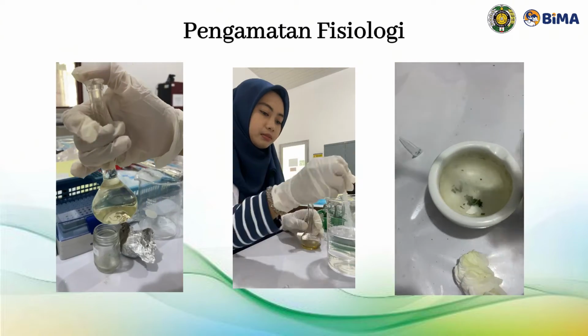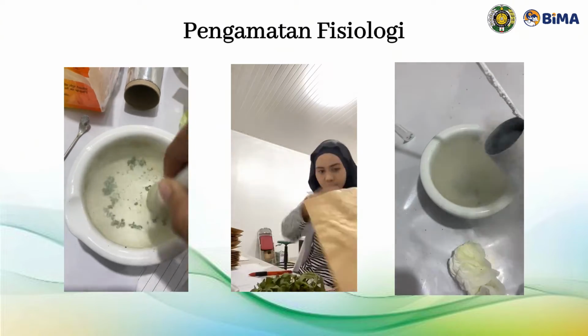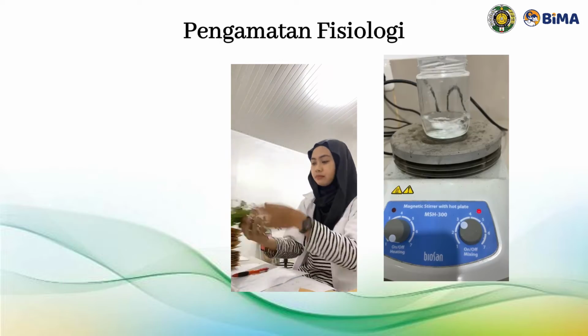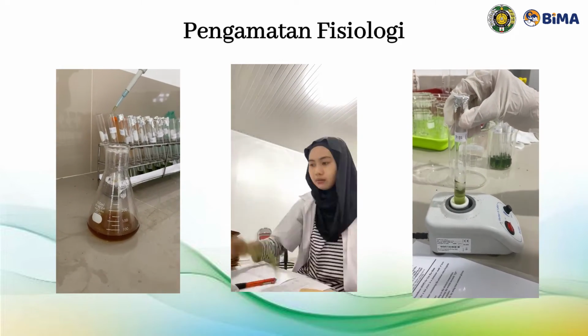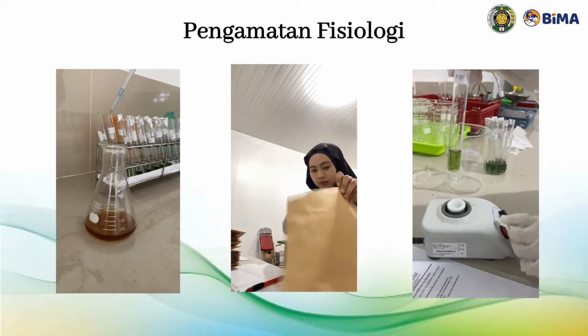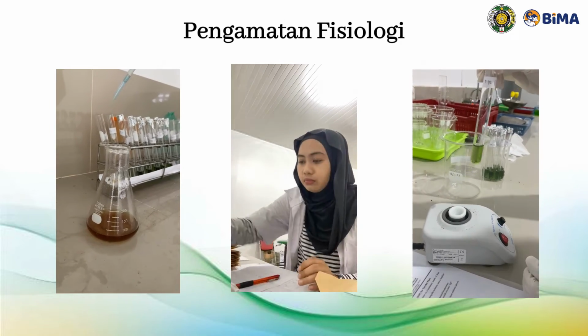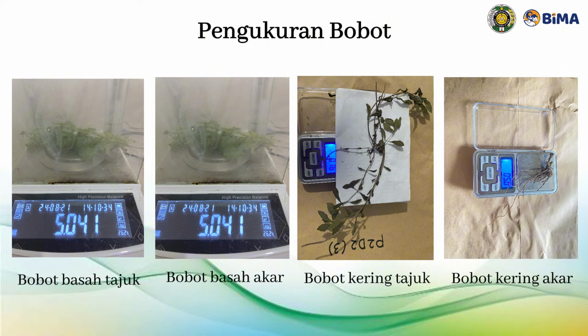Chlorophyll measurements use wavelengths of 645 and 665 nanometers, while carotenoids use a wavelength of 470 nanometers, using a spectrophotometer and Zenlight 2012 software. Plant weight measurements consist of shoot wet weight, root dry weight, and shoot dry weight.